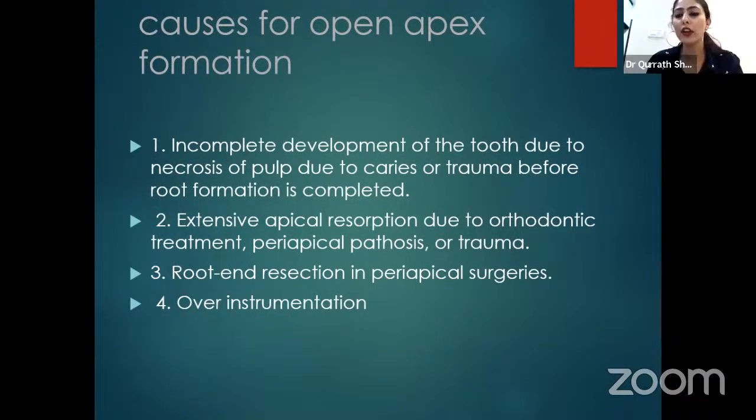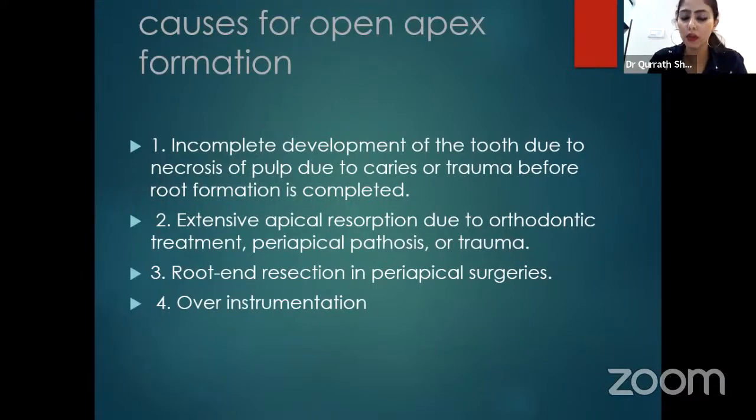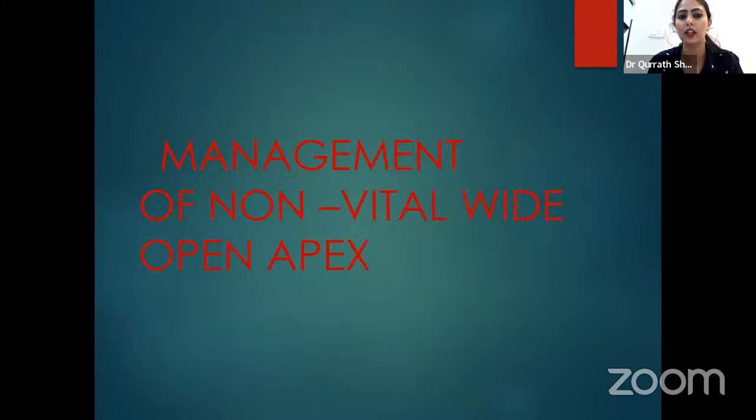Then you have proper instrumentation of your canal. What happens is when you try to go beyond the apex or your minor constriction, that can lead to your open apex or your blunderbuss canals. So coming to the management, how do you manage such kind of cases?